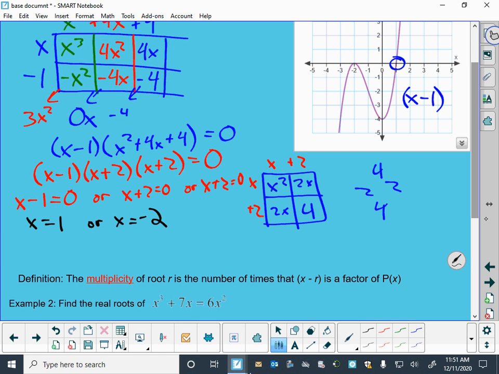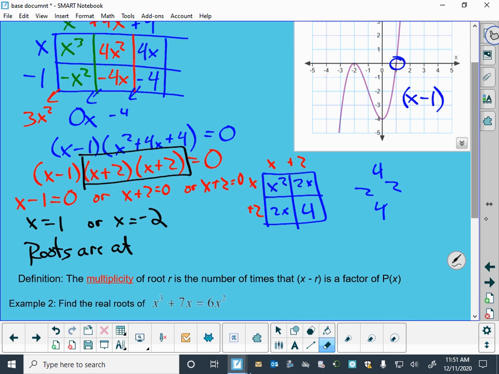Okay, so a definition down here on the bottom right says the multiplicity of root r is the number of times that x minus r is a factor. So x minus negative 2 is a factor here twice. So we would say that our answers to this are that our roots are at x equals 1, or even just that our roots are 1 and negative 2, and we would point out that negative 2 has a multiplicity of 2.